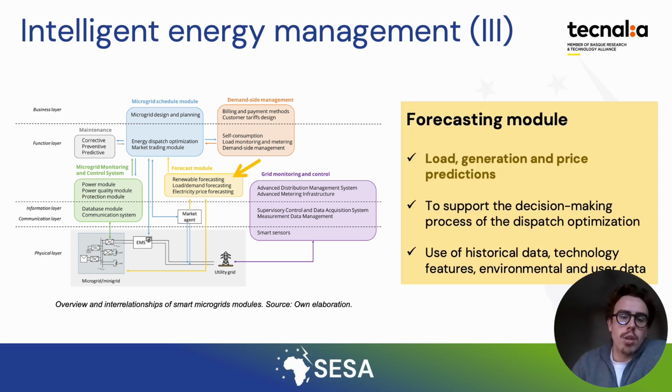A key functionality for an optimal energy management on microgrids is to forecast generation, demand, and energy prices. This is performed, as you can see in yellow, by the forecast module, which is fed by load, generation, and price prediction. These predictions are based on historical data, technological features, and environmental and user behavior information. So all this information is then matched, and it provides a tool for the decision-making process in order to execute the real-time or day-ahead dispatch of the energy resources.